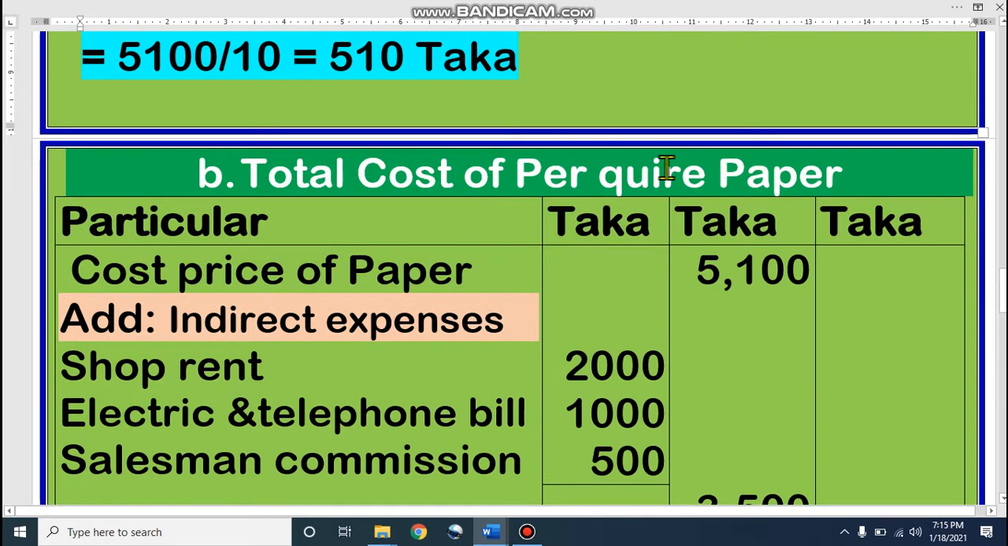Now requirement B: we have to find out the total cost per quire of paper. What is the total cost? At first we have to write the cost price of paper, from requirement A. Cost price of paper is 5100. And we have to add indirect expenses with this. Indirect expenses are shop rent, electricity and telephone bill, and salesman commission. That means we have three indirect expenses.